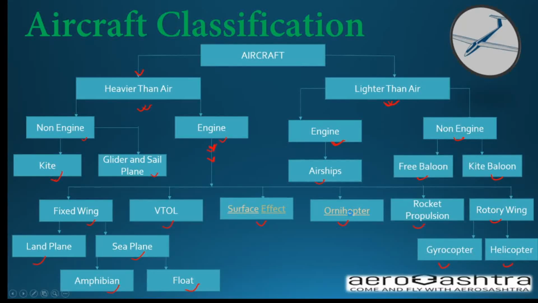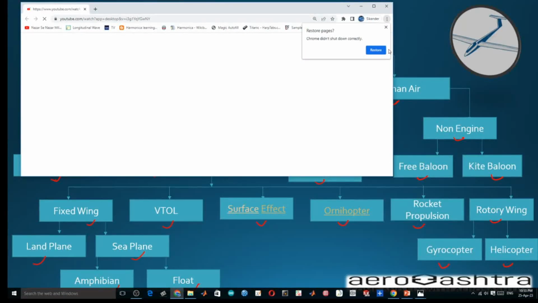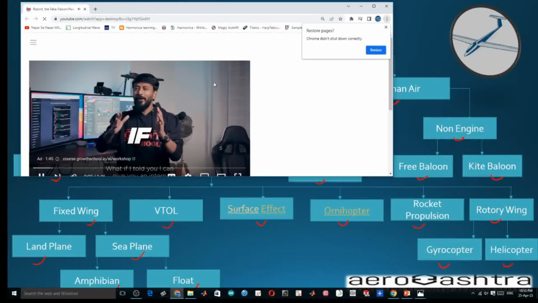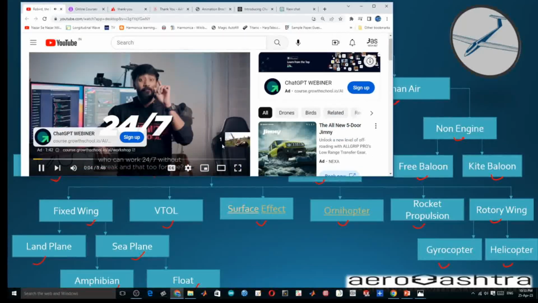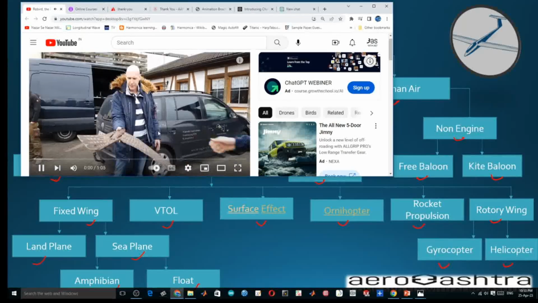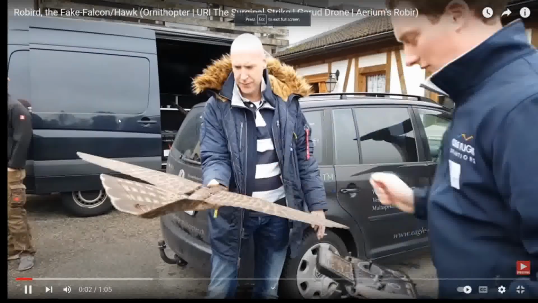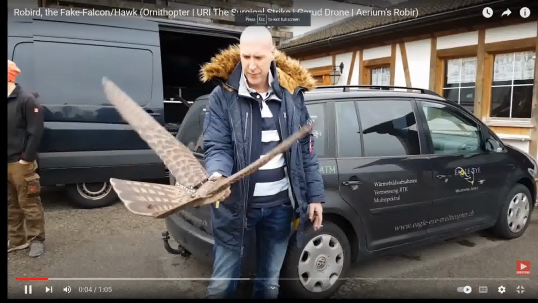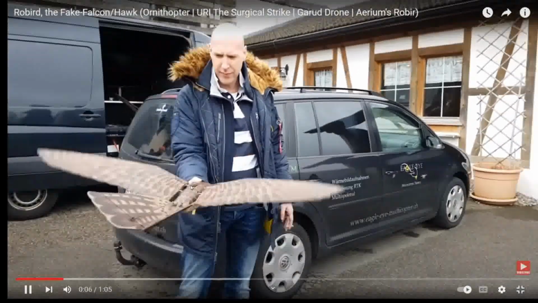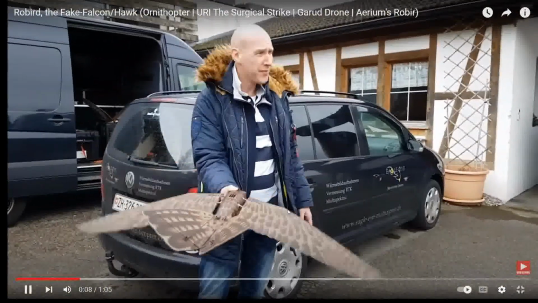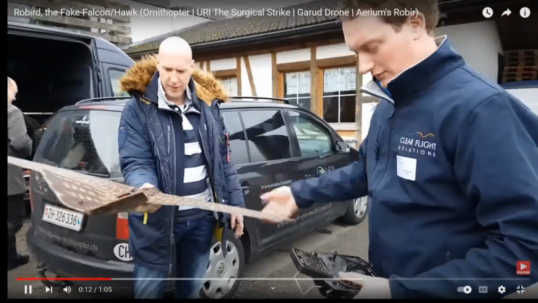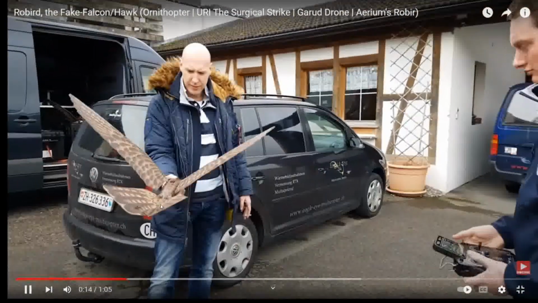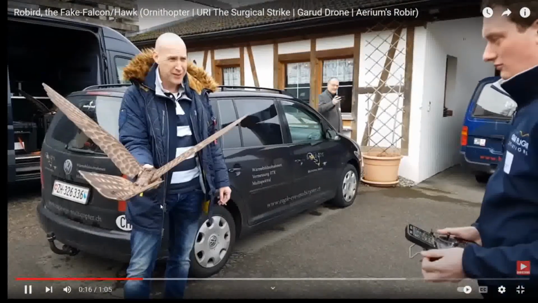And then ornithopters. All of you might have seen ornithopters, like in the Uri movie. This kind of bird they have used for surveillance purposes. See, these are the flapping wings. This is called flapping wings basically, and you can see this bird. It looks very realistic.